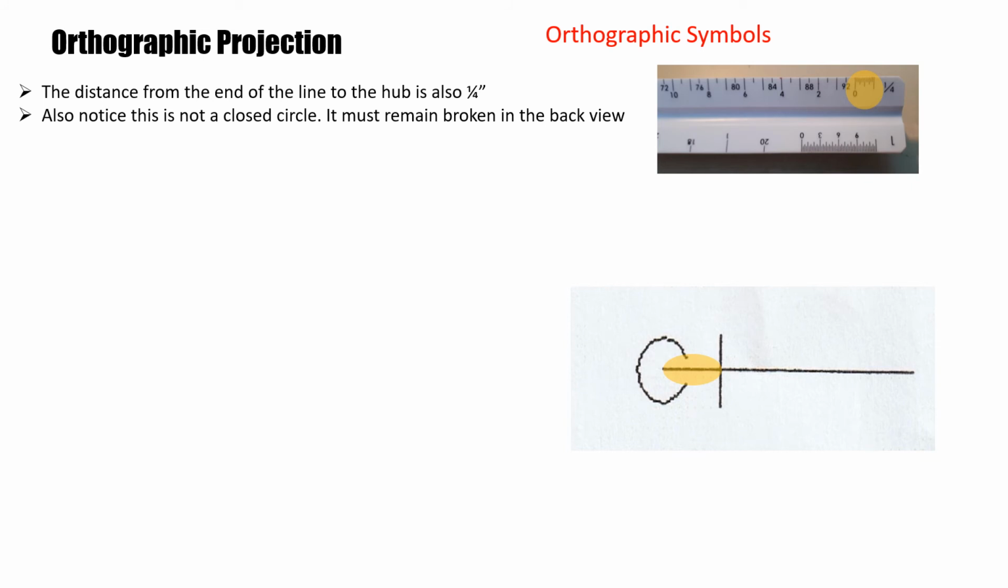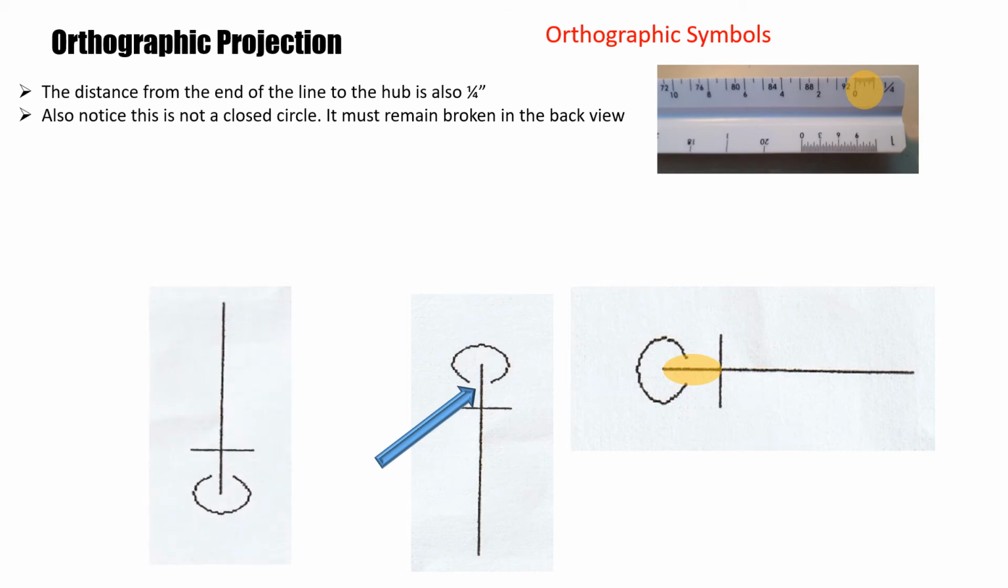Also notice this is not a closed circle, but it must remain broken when drawing the back view. So the circle doesn't close right in. There's no specific measurement for it. I just have to see a break in it. It doesn't touch the main line.